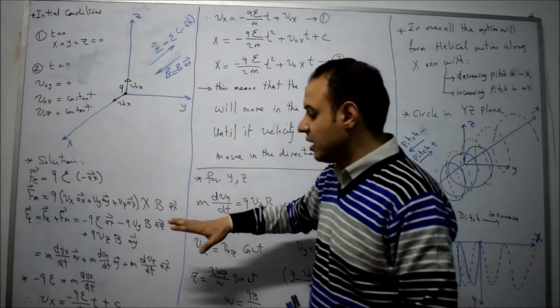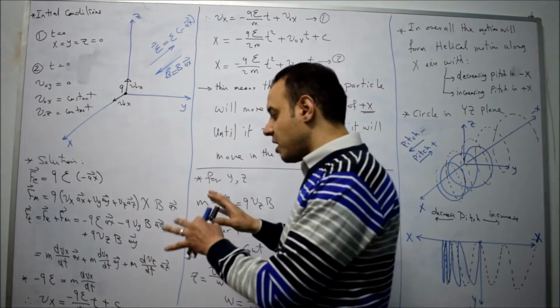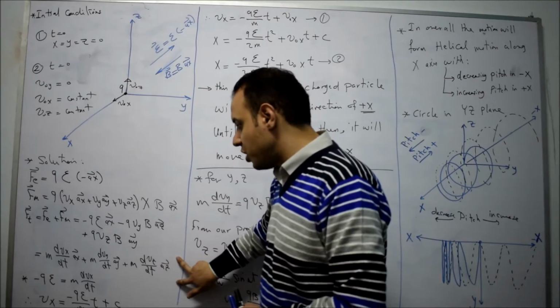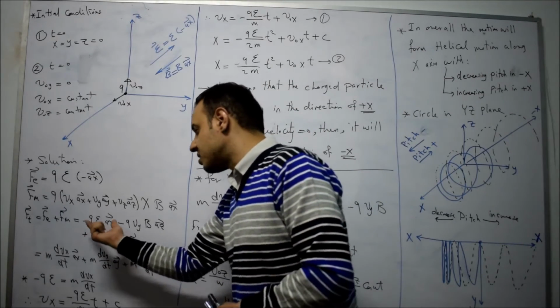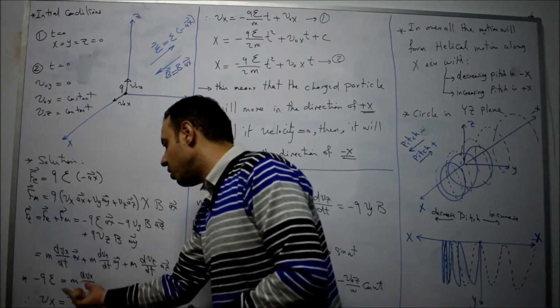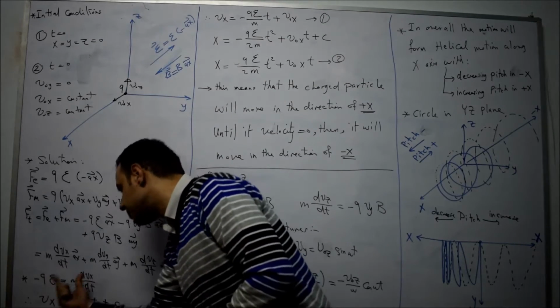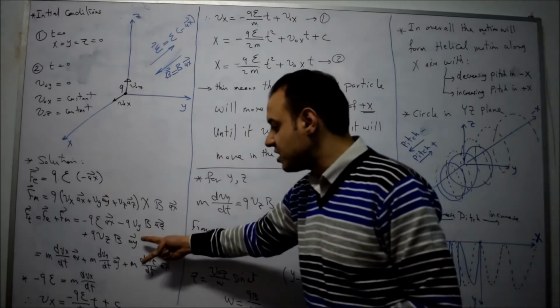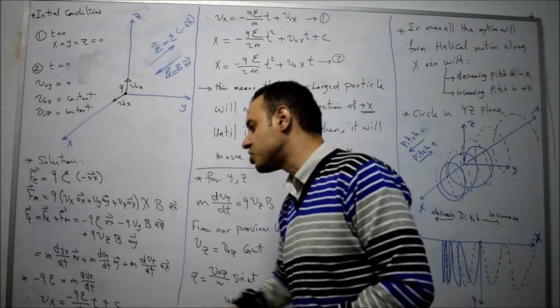Now equating the components in the same directions together from this equation and this equation. So in the direction of x, minus q xi will equal m dvx by dt. These are the two components in x direction, here and here, in this equation and this equation.